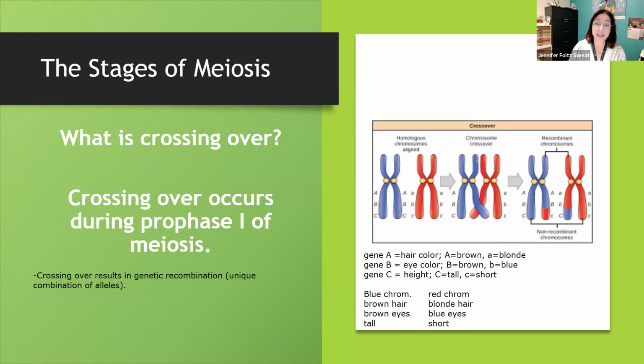So now if you look here, during crossing over, parts of the non-sister chromatids are exchanged. What I mean by non-sister, see, the reds are sister chromatids, the blues are sister chromatids, but you're taking a chromatid from the red and a chromatid from the blue, and they're exchanging alleles. So they're still chromatids, but they're not sister chromatids to one another.